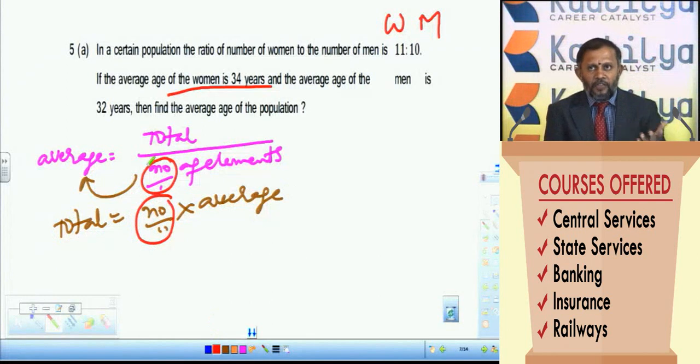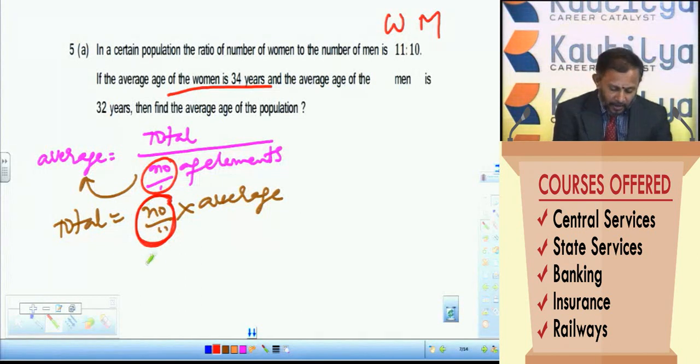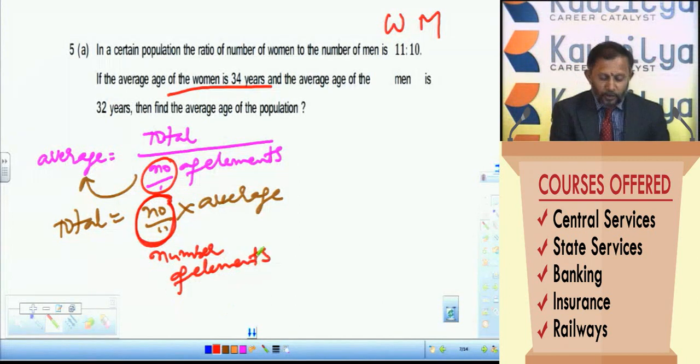In general, majority of the candidates can understand that this represents a number, but you are not supposed to make use of the symbols and notations like this. You have to write in detail. Here number of elements. In general, what do you do? Number can be taken as No., but here number of elements into average. So the formula for total is number into average.